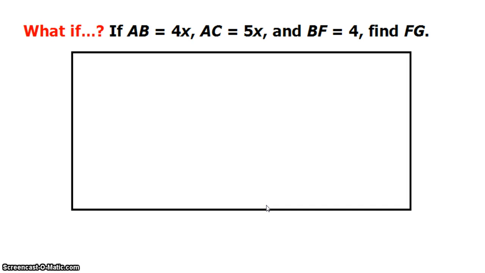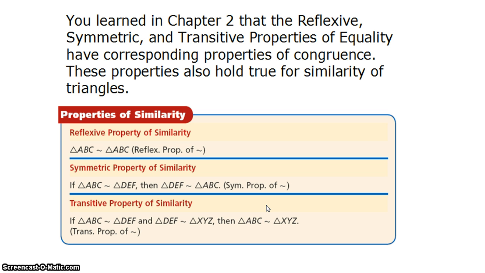We're going to skip over that and go straight to properties of similarity. So let's read this over together. You learned in chapter 2 that the reflexive, symmetric, and transitive properties of equality have corresponding properties of congruence. These properties also hold true for similarity.